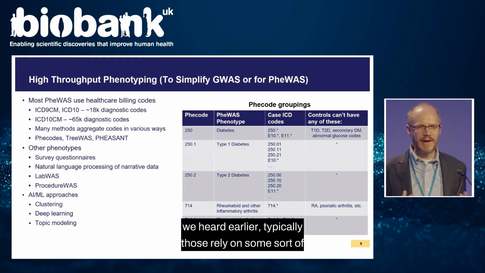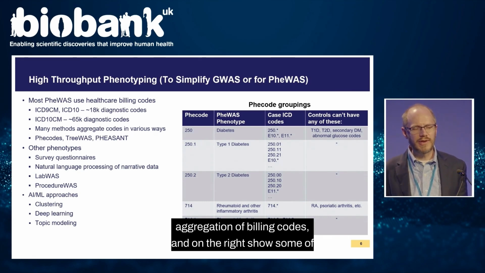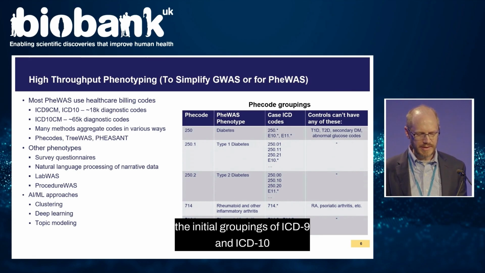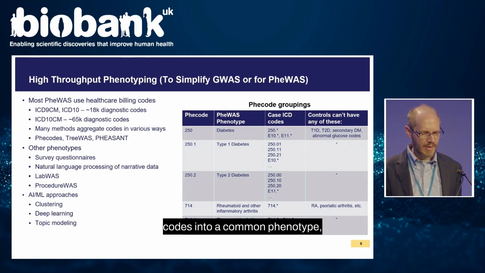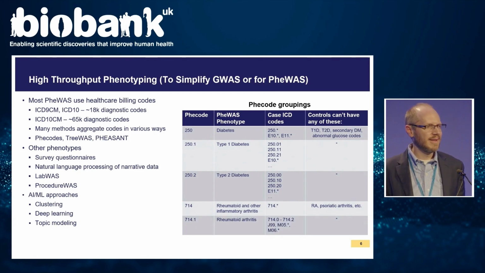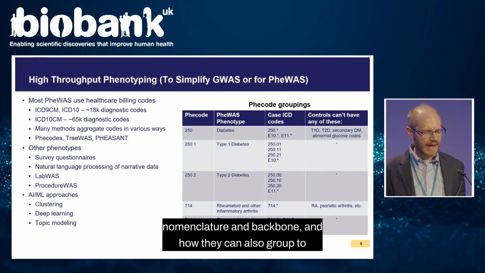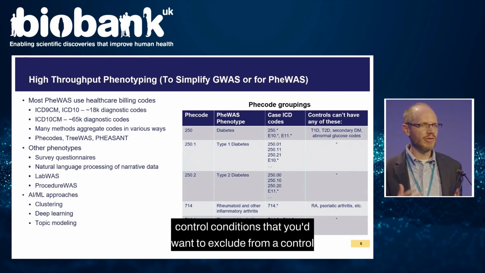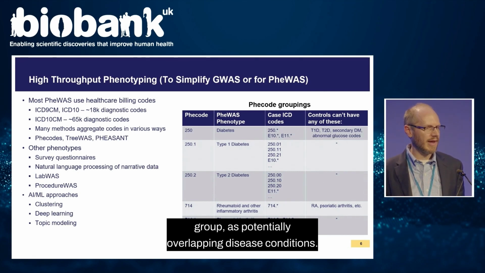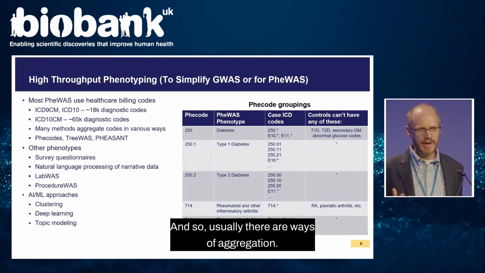Typically those rely on some sort of aggregation of billing codes, and on the right shows some of the initial groupings of ICD-9 and ICD-10 codes into a common phenotype nomenclature and backbone, and how they can also group to control conditions that you'd want to exclude from a control group, potentially as overlapping disease conditions. And so usually there are ways of aggregation.